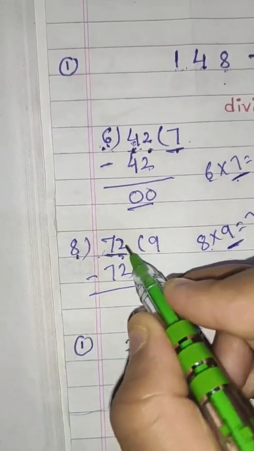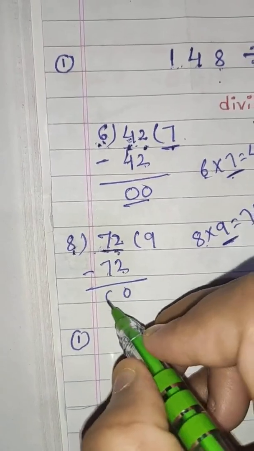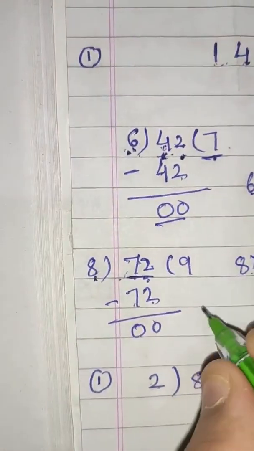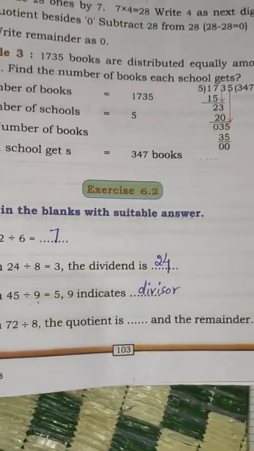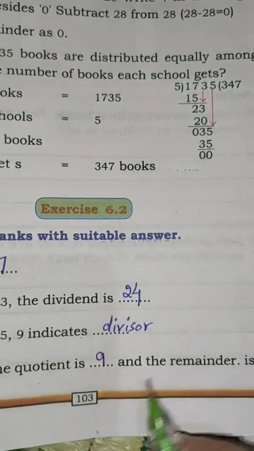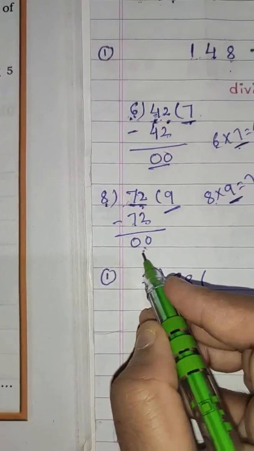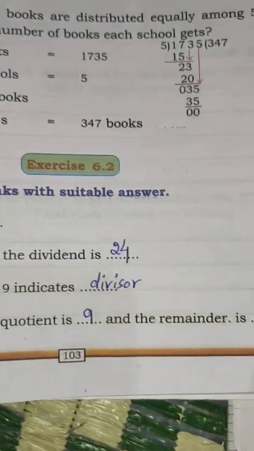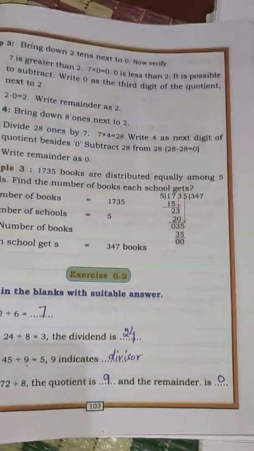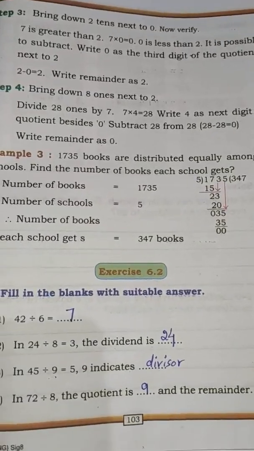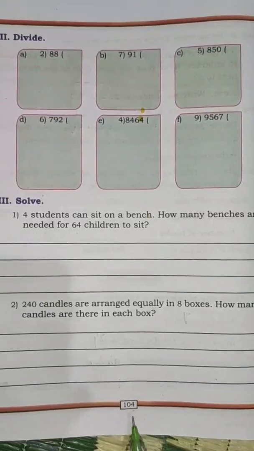Let's subtract it. 2 minus 2 is 0, 7 minus 7 is 0. So what is the quotient here? 9 is the quotient. And what is the remainder here? The 0 is the remainder. 9 is the quotient and 0 is the remainder. Understood, children? Okay. Now, children, come to the page number 104.